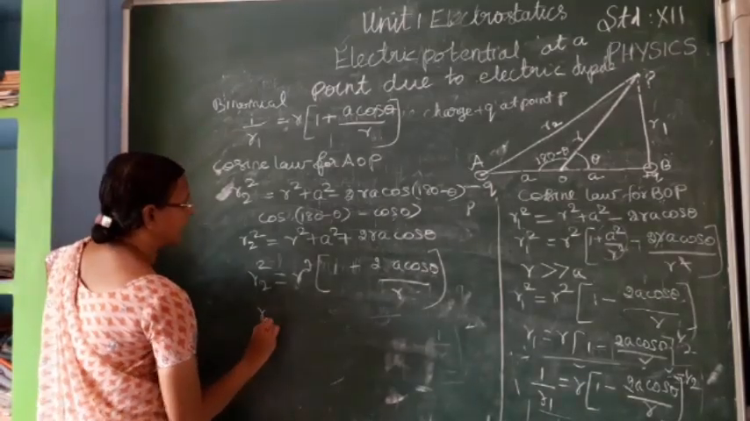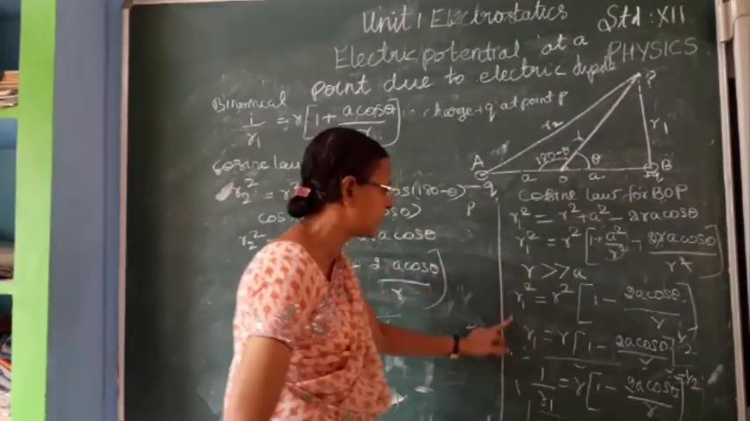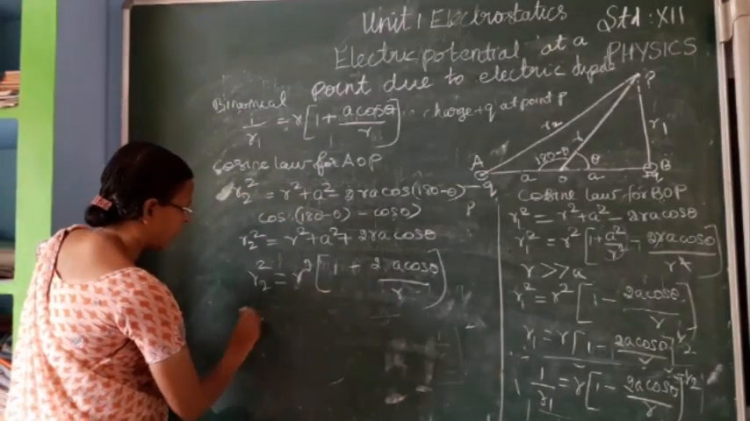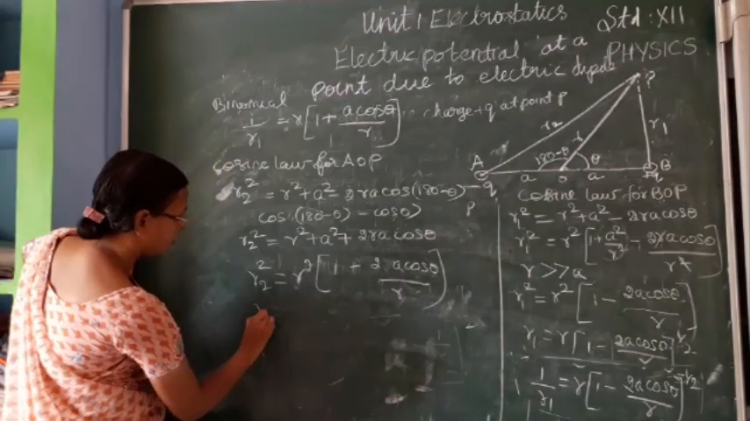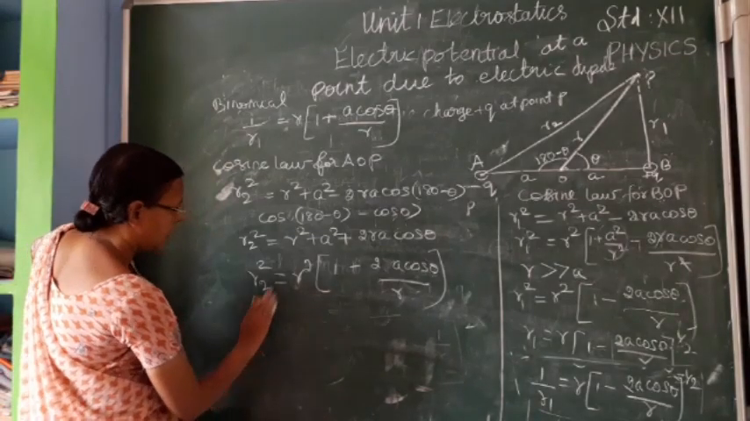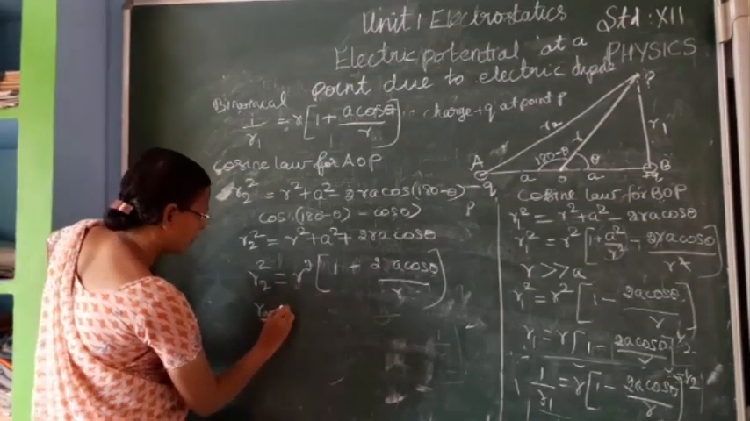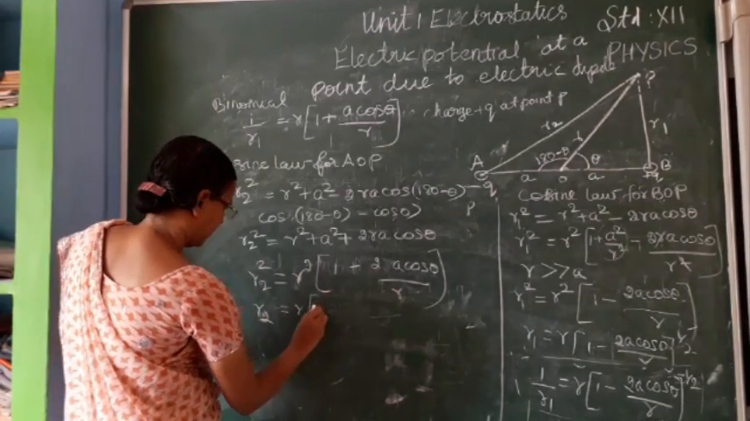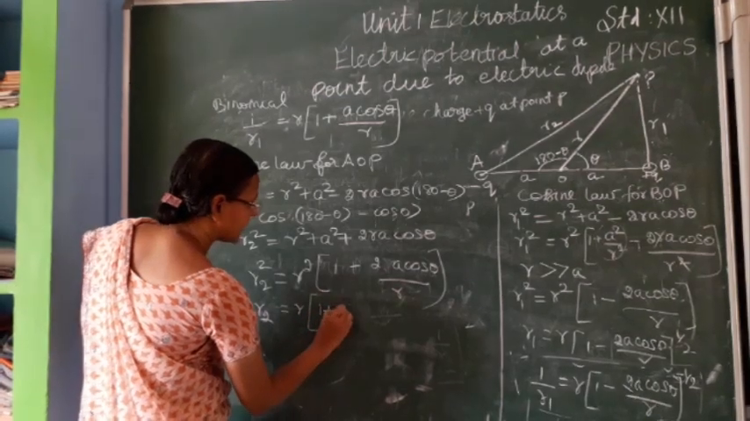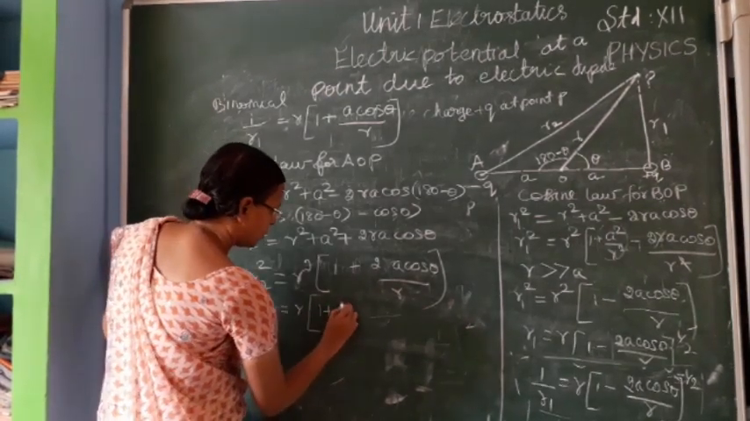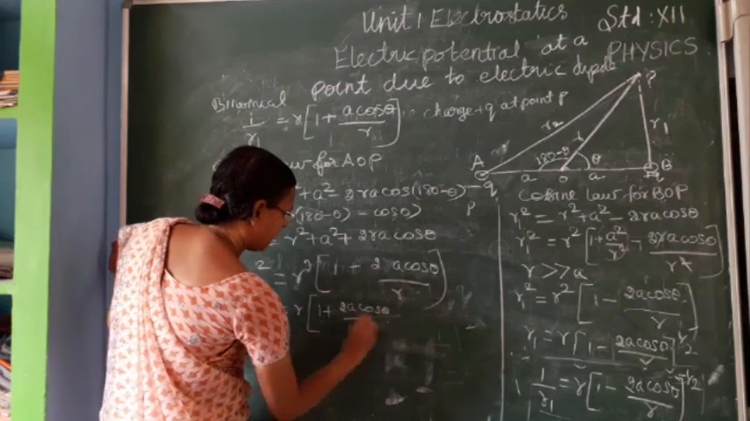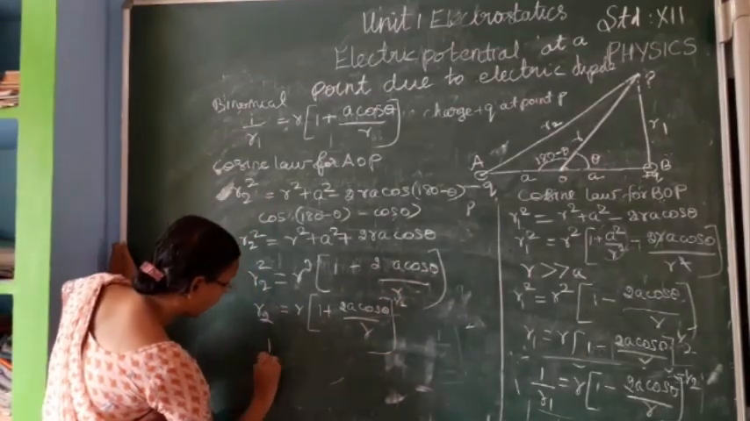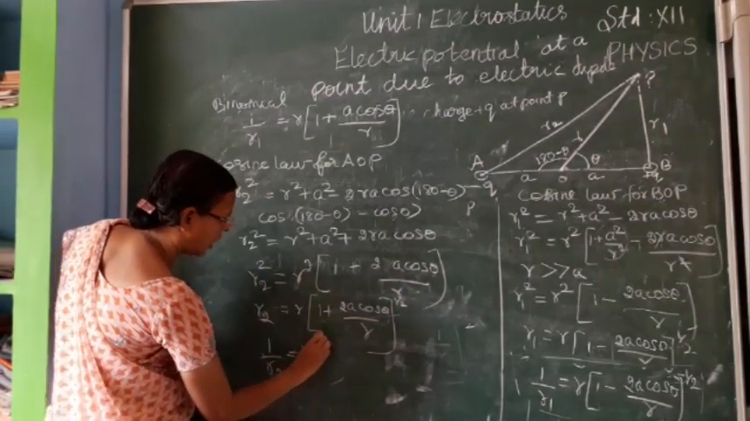While using the binomial theorem, we have to do the same thing. Here we need R2 squared, so we have to find R2. R2 is equal to R into (1 plus, here minus, here plus 2A cos theta by R) the whole power 1 by 2.